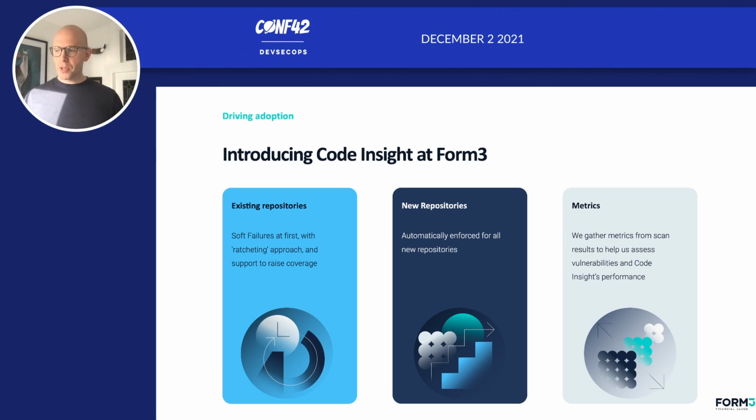For new repositories, once we were content that this worked, we enforced Code Insight everywhere on all new repositories. So people are getting that out of the box by default. And we started to gather metrics recently so that we can assess vulnerabilities that are raised by Code Insight scans, but also so that we can check Code Insight's performance and make sure it's not getting in people's way.